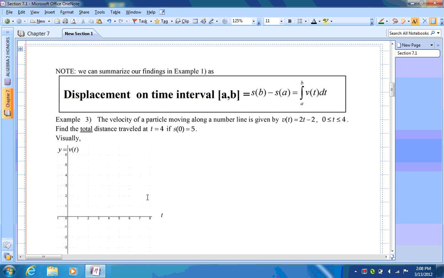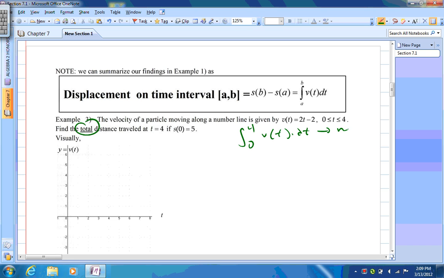So we can summarize example 1 again as a displacement on a time interval, as we just saw right there. Now let's start example 3. Here we want to find the total distance traveled. Now remember, when you're working this out, that actually gives you the net area, or in this case, displacement, when we're dealing with linear motion.